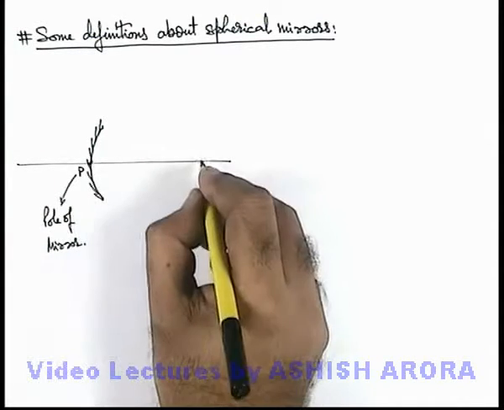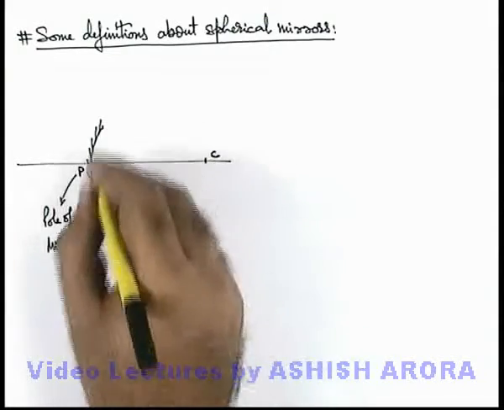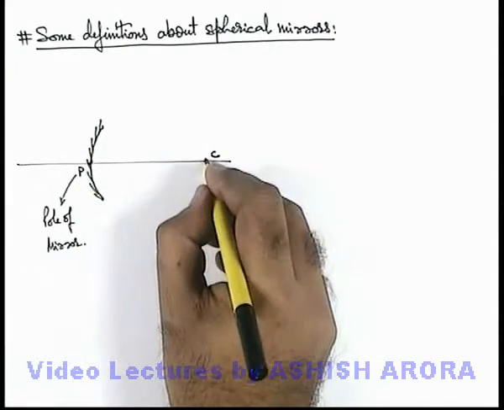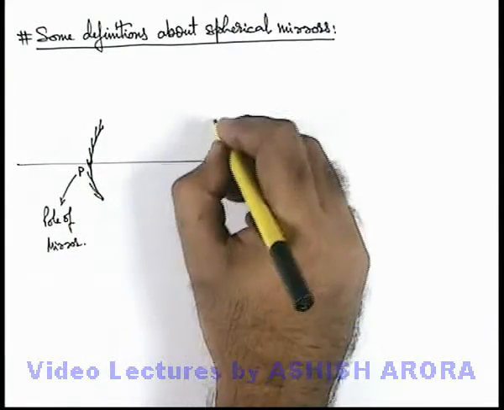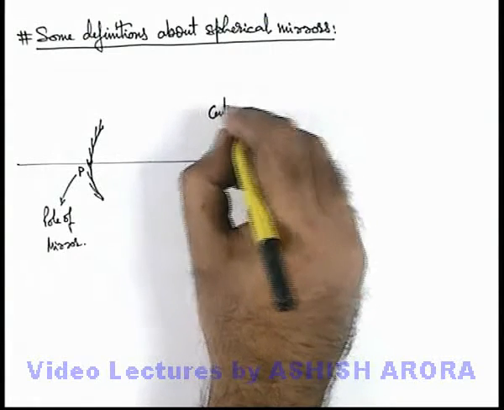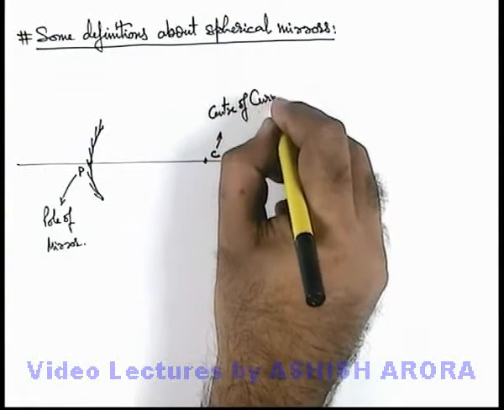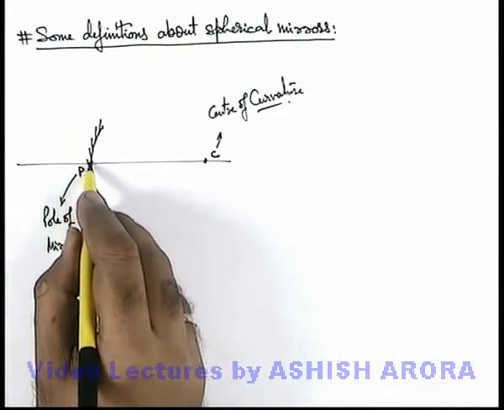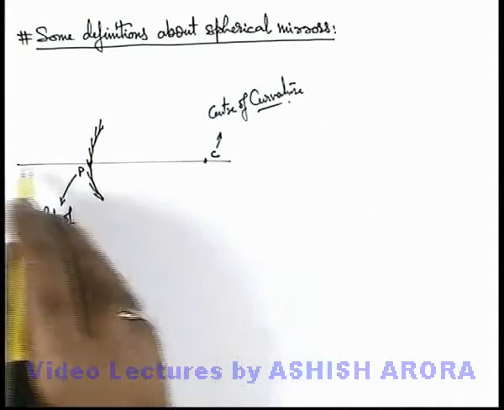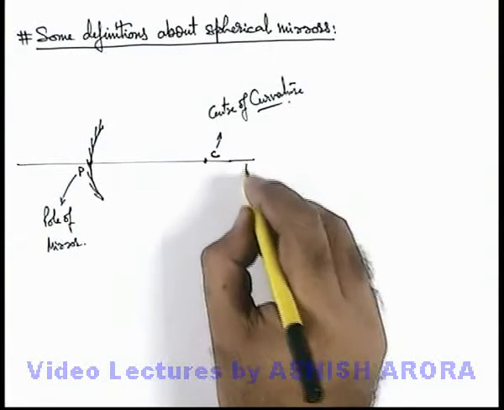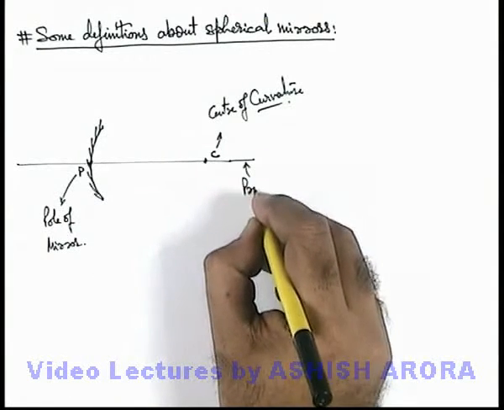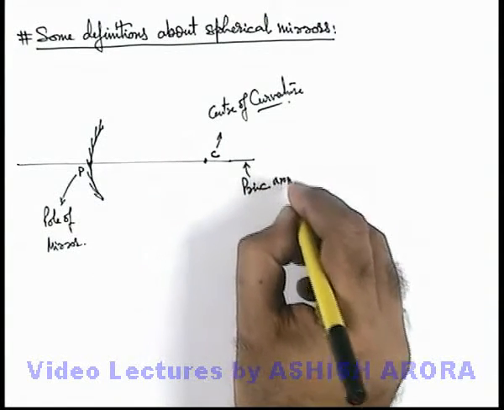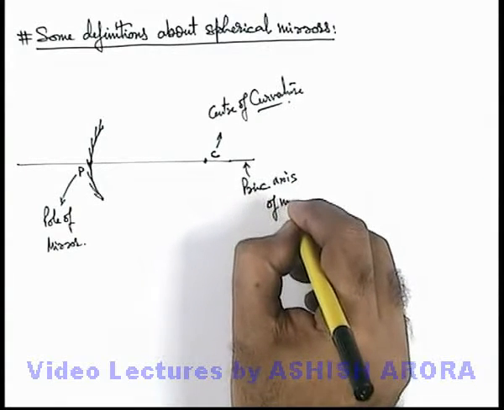And if we talk about the center of curvature for this mirror, if this is point C, as we have discussed, this is called the center of curvature of the mirror, and the line joining the pole, the midpoint of the spherical mirror, and the center of curvature, we call the optic axis or principal axis of the mirror.